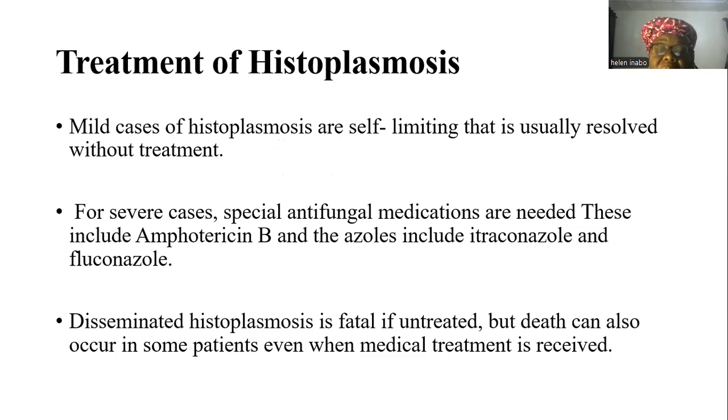Disseminated histoplasmosis is fatal if untreated, but deaths have been reported in some patients even when medical treatment has been received. This is common among the immunocompromised patients with other underlying diseases.